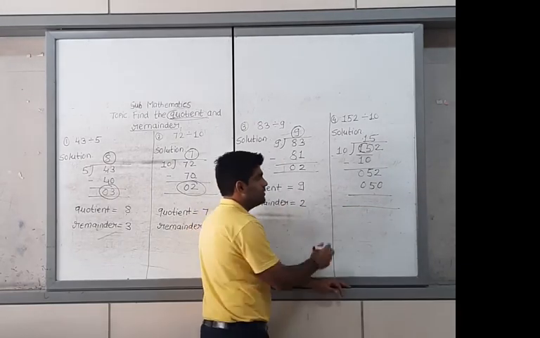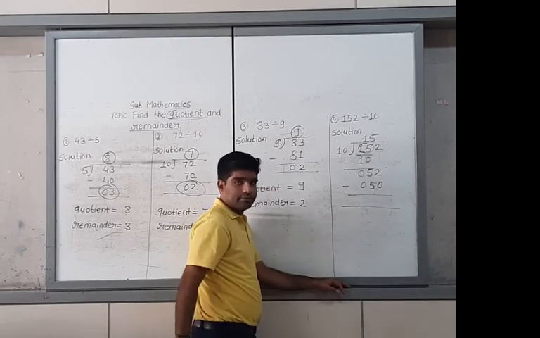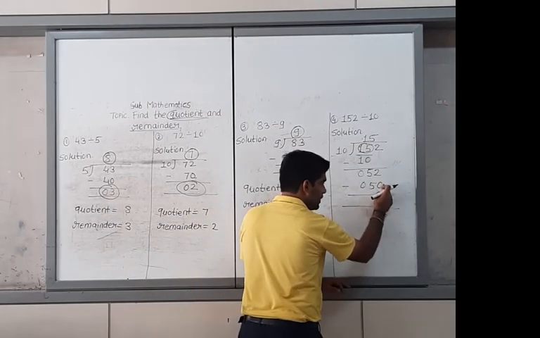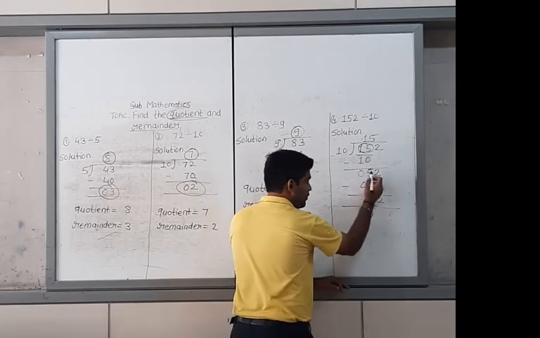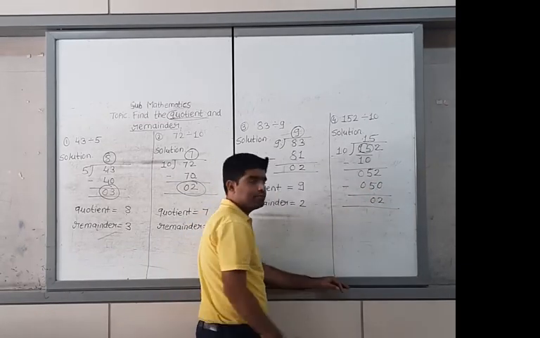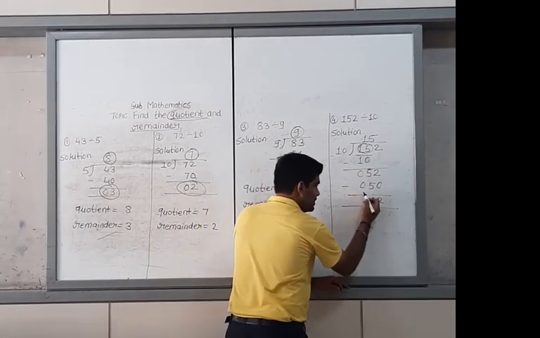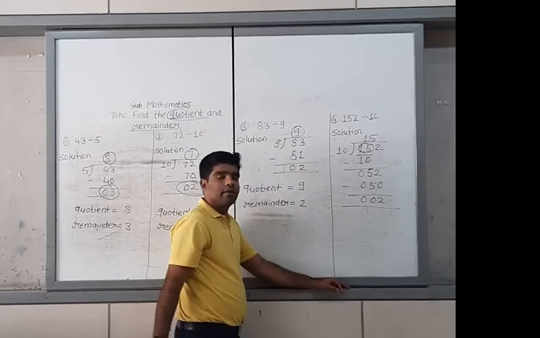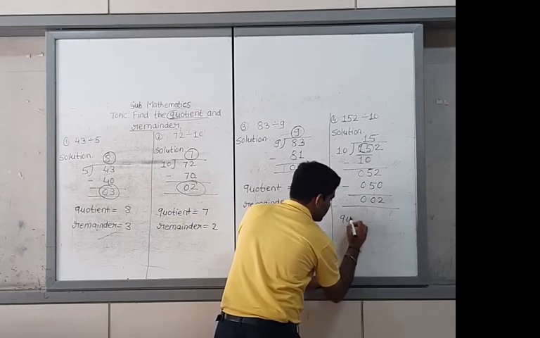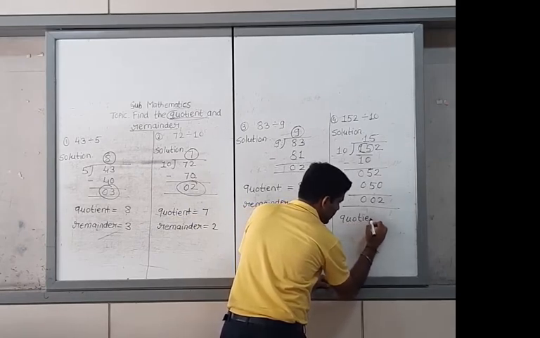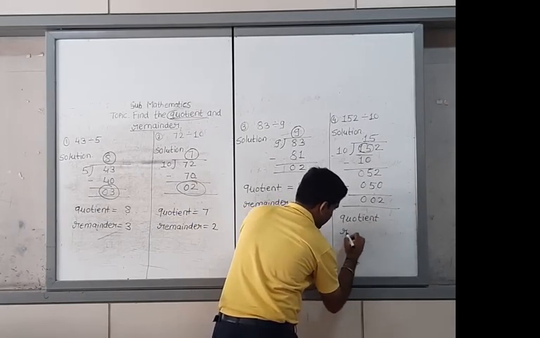Now we have to solve it. Listen here. 2 minus 0 is 2. 5 minus 5 is 0. 0 minus 0 is 0. Find the quotient and remainder.